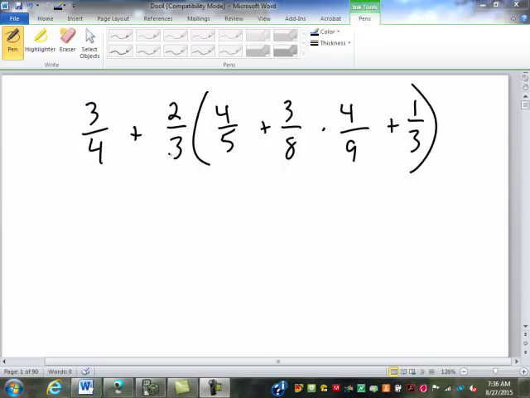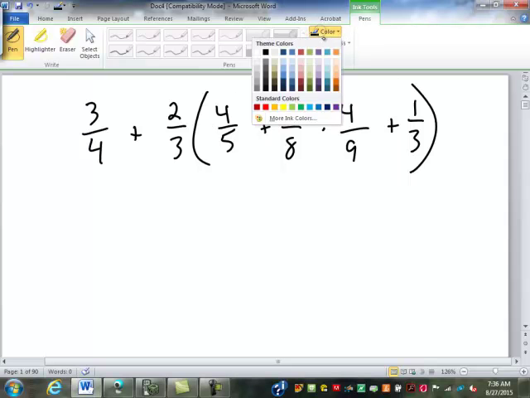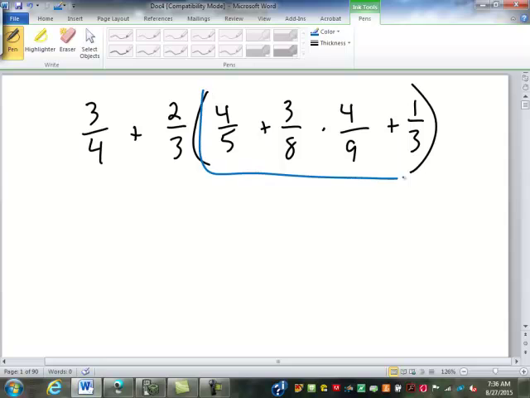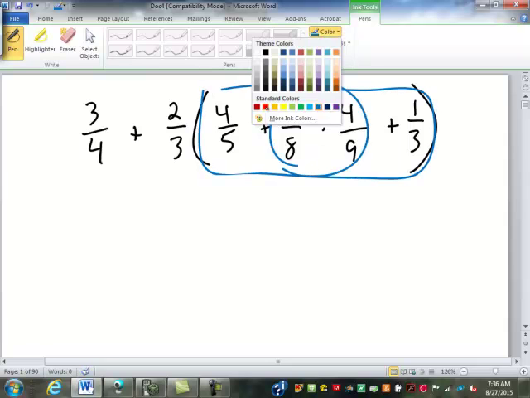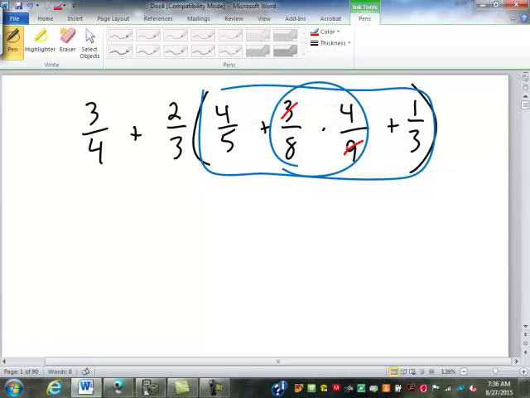Okay, so we're going to start with the parentheses, and inside the parentheses, we have the multiplication. 3/8 times 4/9. And we can cross cancel 3 and 9 to give me 1 and 3. Anything else? 8 and 4 to give me 2 and 1. So now 1 times 1 is 1.